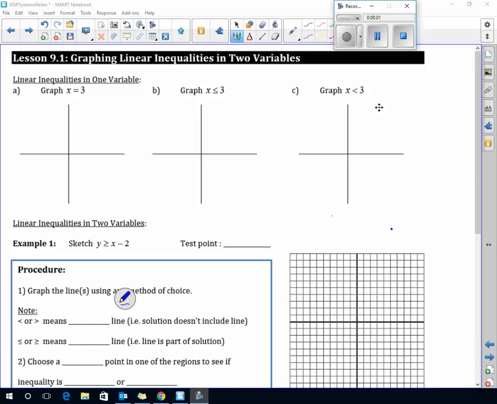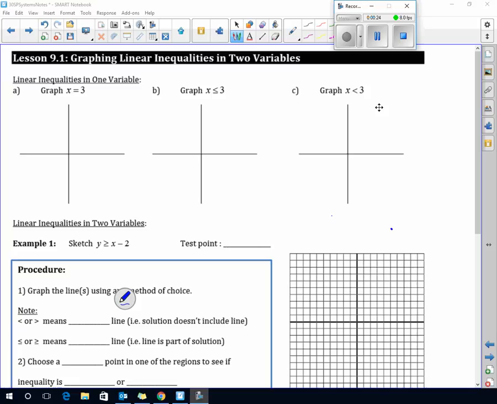x equals 3, x is less than or equal to 3, and x is less than 3. So I'll give you a second to see if you can figure that out. First off, what kind of line would this be? They're all straight, so give me a direction. Yes, they would be all vertical lines at 3.